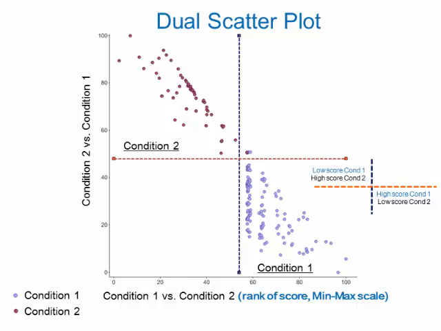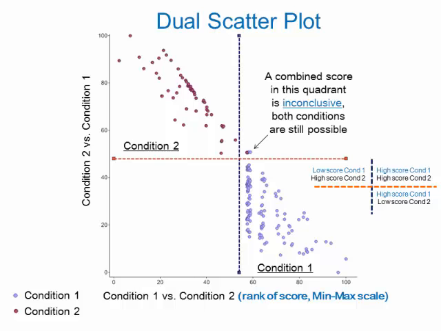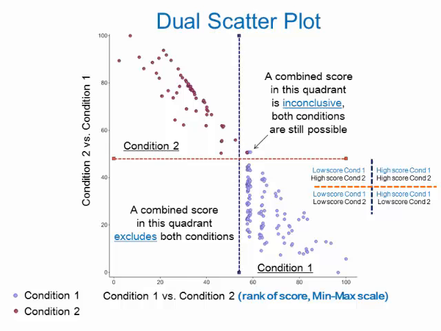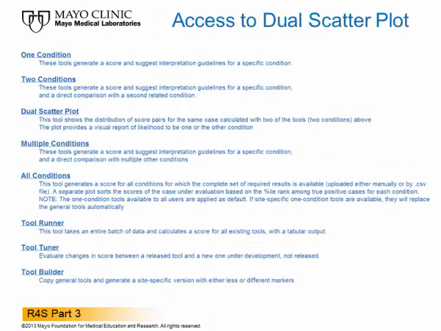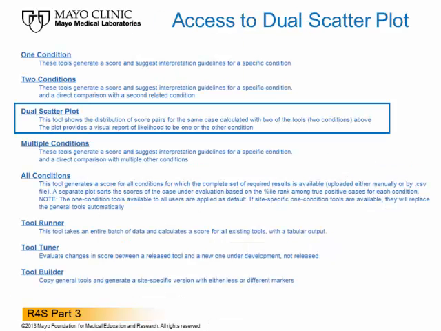The upper left quadrant includes the scores of cases with condition 2. A score located in the upper right quadrant is equivalent to an inconclusive result, meaning that both conditions are still possible. Finally, a score in the left bottom quadrant excludes both conditions. When used to investigate an unknown case, the coordinates of the combined scores of that particular case are shown as a red diamond. Access to the dual scatter plot is from the same page that lists all post-analytical tools.